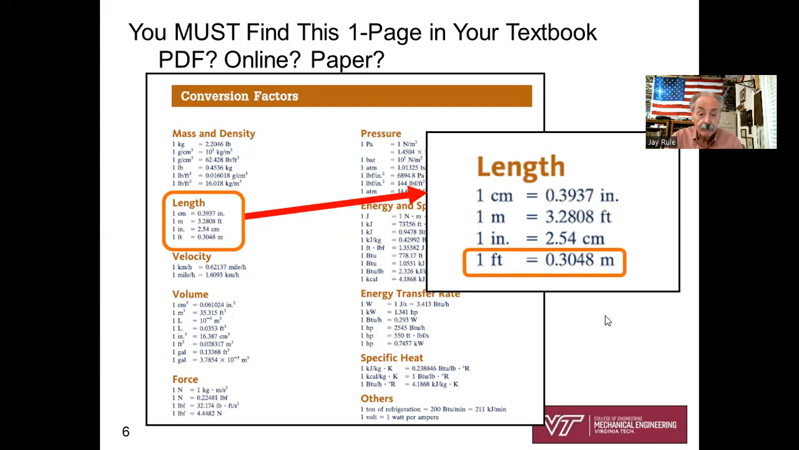You have got to be able to find this one page of conversion factors in your textbook, whether you've got the PDF version, the online HTML version of the book, the ebook, or a paper book. It doesn't matter. You must find this one page. For example, that's where I looked for my length conversion, and I've blown it up. 1 foot equals 0.3048 meters. You must be able to find that. So find it in your book.